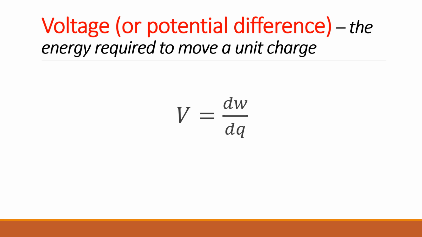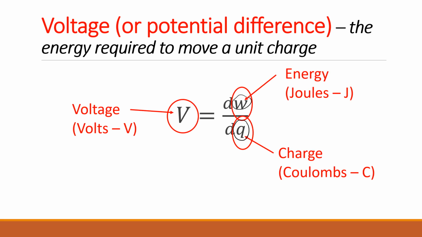Now let's look at the voltage, or the potential difference. A voltage is the energy required to move one unit charge. So energy divided by the charge in coulombs will give us the voltage. If you look at the units, voltage is measured in volts, energy is measured in joules, and the charge is measured in coulombs.